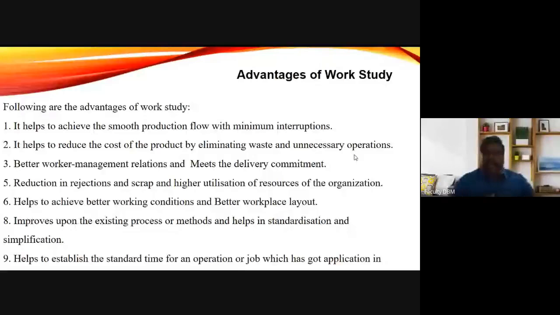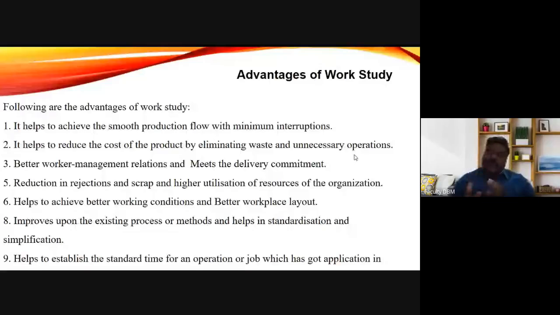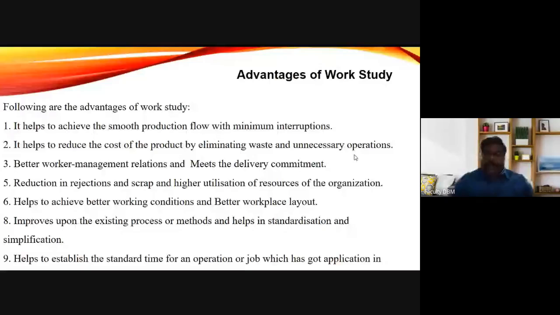And the layout as well. We have a buzzword that crazy becomes easy. So in a craze we have an easy thing that we can do. Here the craziness is the standardization, what we are going to do, and the simplification of the work will be there. It helps to establish the standard time for an operation or job, which has application in manpower planning and production planning. So here people's management is done with this.